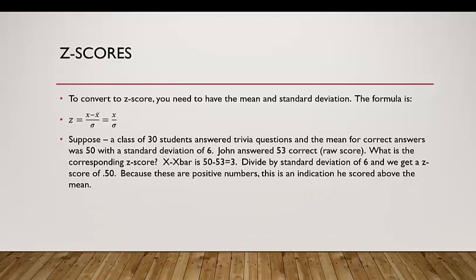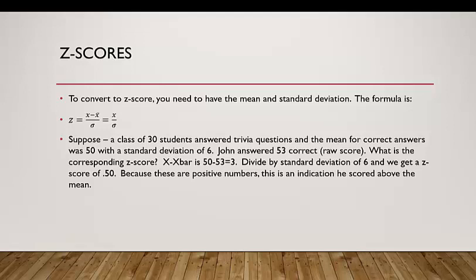Suppose we have a class of 30 students who answer trivia questions. The mean for correct answers was 50, and the standard deviation was 6. In other words, the average person got 50 questions right. Our standard deviation was 6.